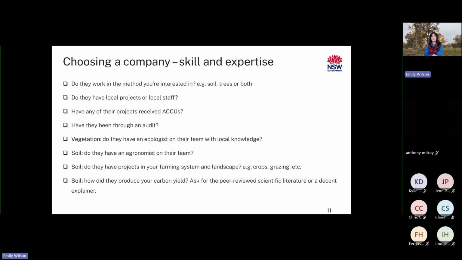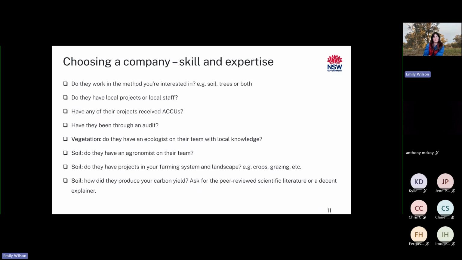If you're doing a vegetation project, make sure they have an ecologist on their team that has local knowledge as well, not just someone from Queensland, because they might not be as familiar with the species we have down here. For soil projects, make sure they have an agronomist on their team or agronomy experience in-house so that they can understand the different farming systems and the implications of some of the management actions. Make sure they have projects in your farming system, in your landscape. So does the company have more of a focus on grazing projects? Do they work in the cropping space? Do they have projects down in this southeastern Australia area?